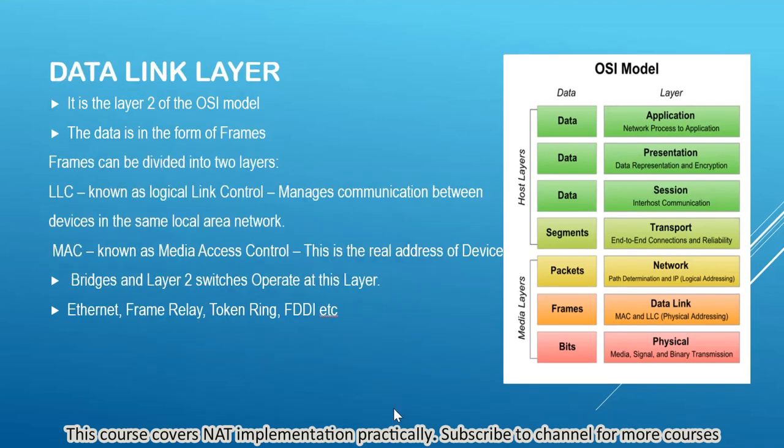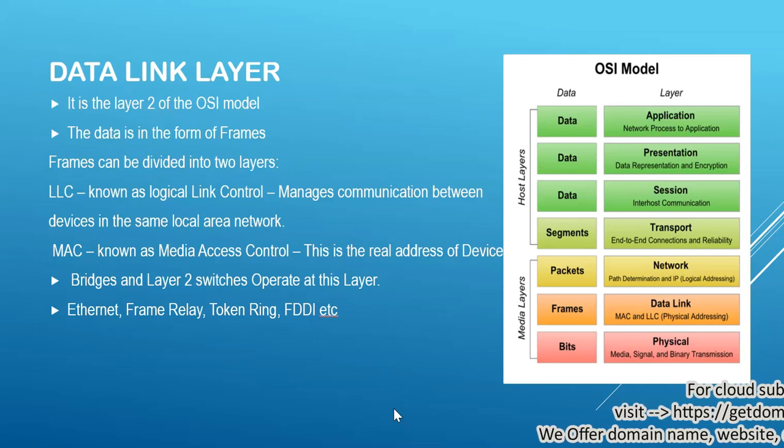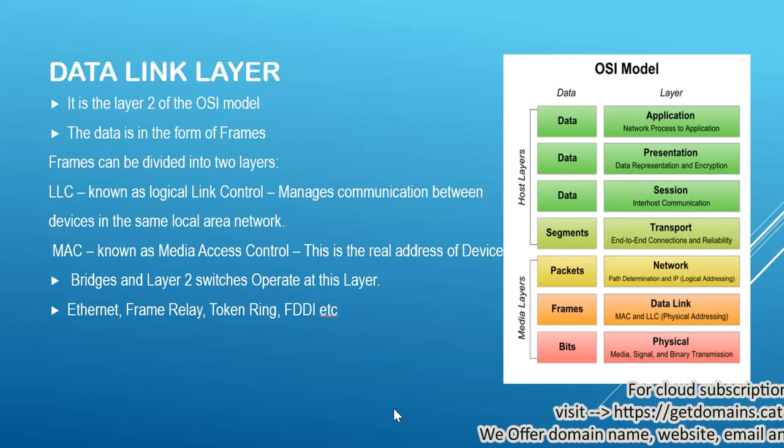Data link layer is the layer 2 of the OSI model. The data is in the form of frames. Frames are subdivided into two. LLC, known as the Logical Link Control. It manages communication between devices in the same network. MAC, which is the Media Access Control. It's actually the physical address of a device. Bridges and layer 2 switches operate at this layer. Ethernet, Frame Relay, Token Ring, FDDI are the protocols used in this layer.